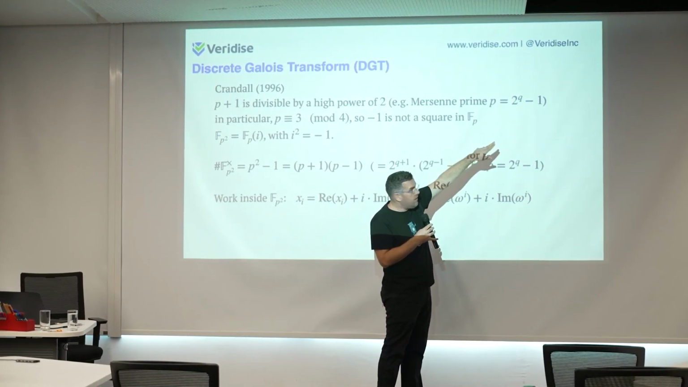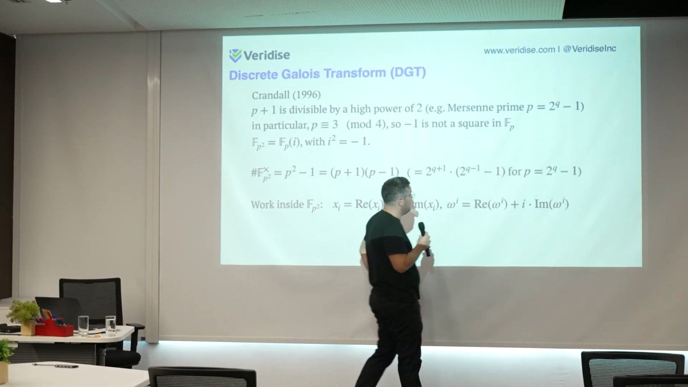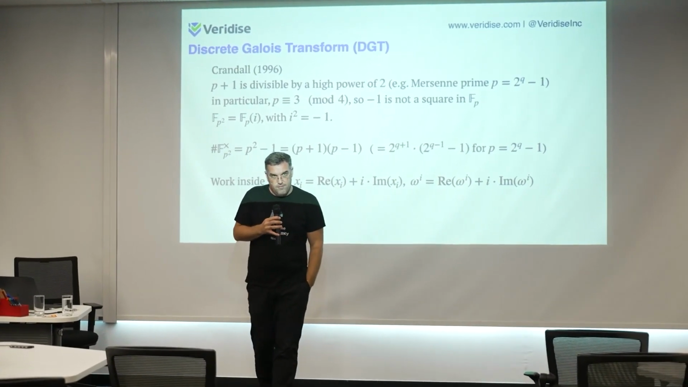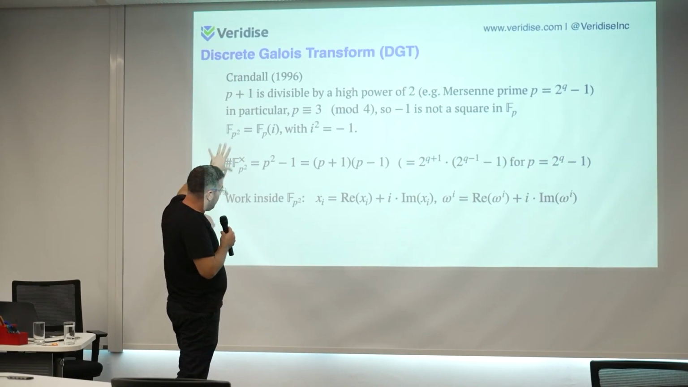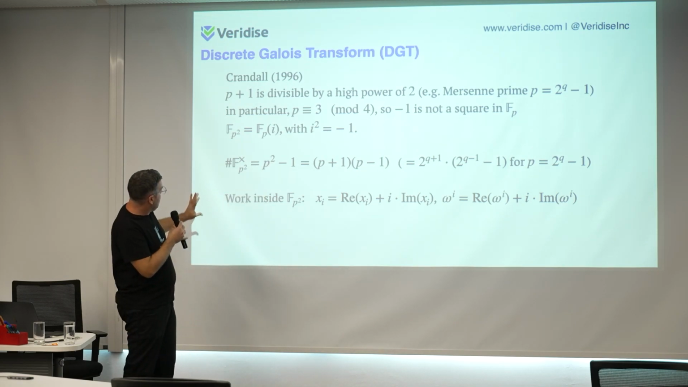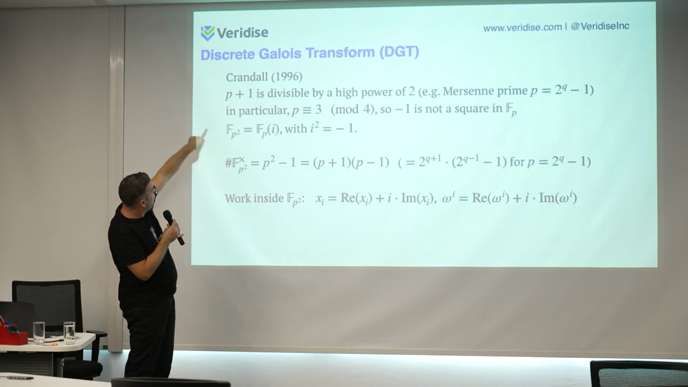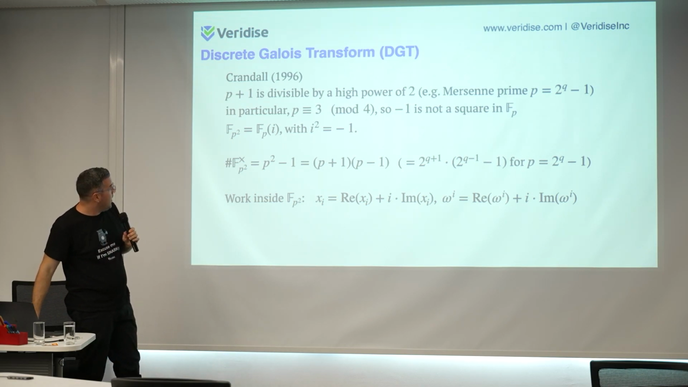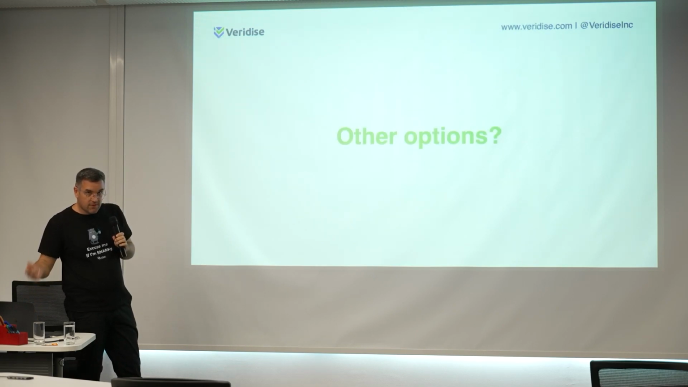Like 2 to the 31 minus 1 is known to be a prime, right? And you can work over that field. Because of the very particular structure of the prime, many operations will be very fast on the CPU. I will not go further into detail because it's quite technical, but basically there is a variation that works for primes p such that p plus 1 is divisible by a high power of 2. And this might remind you of what's known as the circle STARK, so I'll get back to that later on.